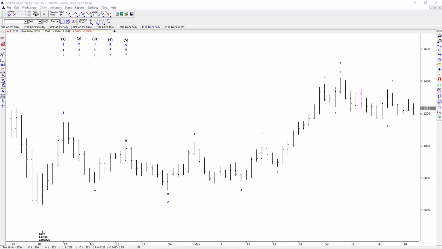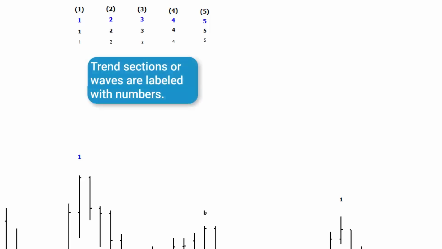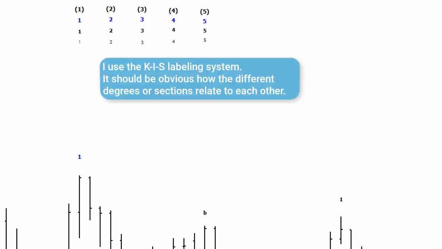Trends, impulsive trends, are labeled with numbers. So there can be many different degrees or time frames. How do we distinguish them? How do we distinguish the subdivisions within the larger time frames? Well, again, in conventional Elliott wave, there's a complicated, extensive system of cycles and primary and intermediate and minuette and minute, et cetera, of endless degrees of trends and endless labeling conventions.